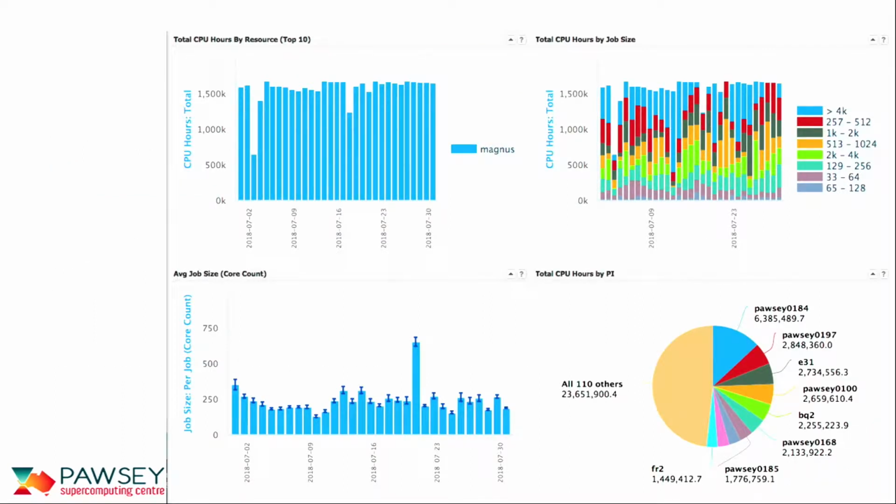So here's an example from top left. The first element is total CPU hour usage, a 10,000 feet view of the system. Then CPU hour breakdown by job size. Then we look at the average job size per core by core count, and then we look at the project status of usage and utilization on the system.